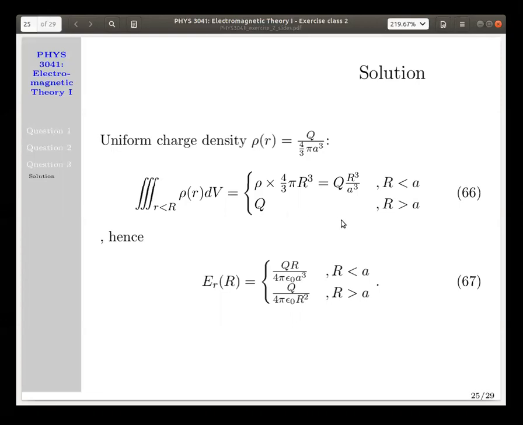Then we have the electric field inside the sphere to be Qr over 4 pi epsilon naught a cubed, and when it's outside the sphere, it's Q over 4 pi epsilon naught r squared.